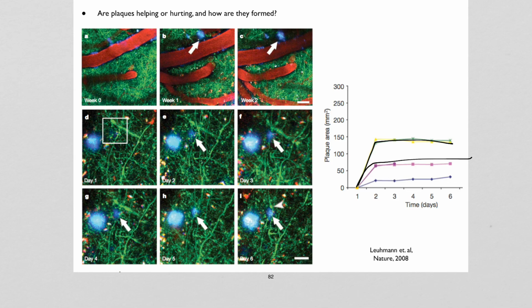That's really strange. If Alzheimer's takes years and years and years to develop, how can plaques form that quickly? And then they don't get any bigger. There must be something strange going on.